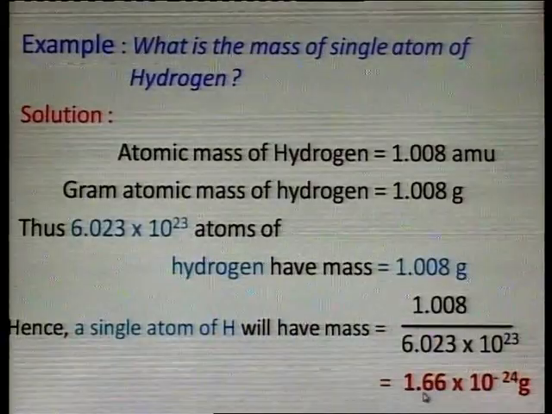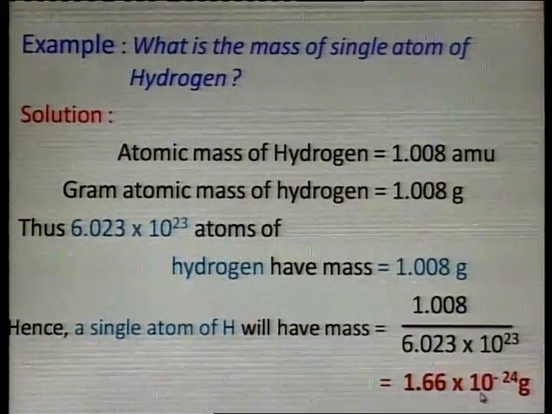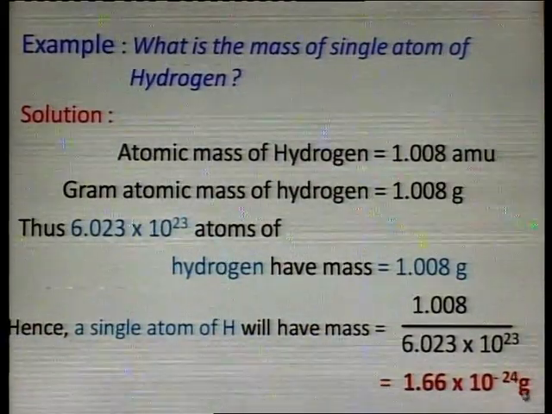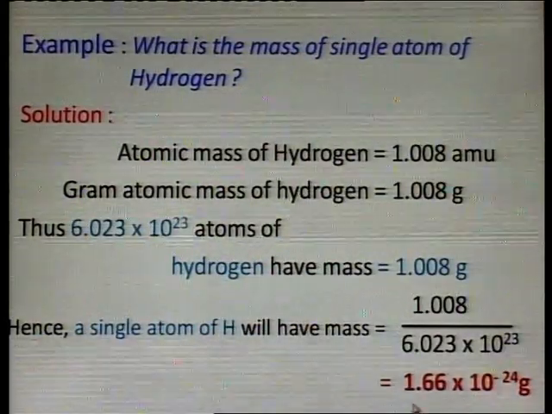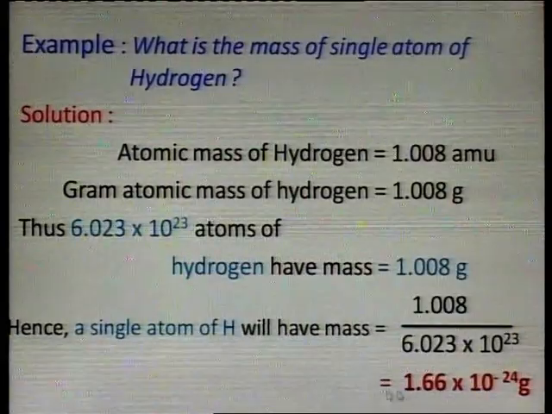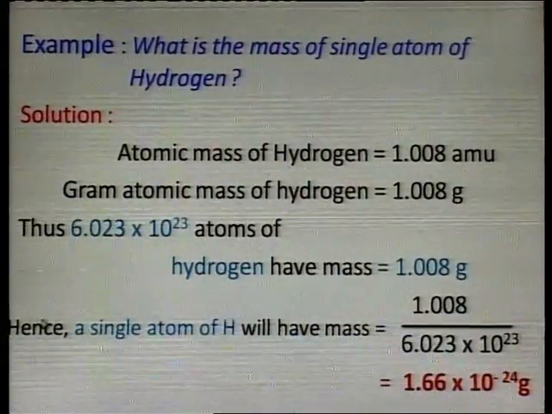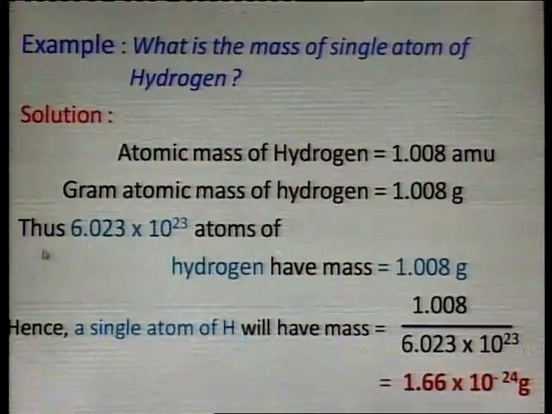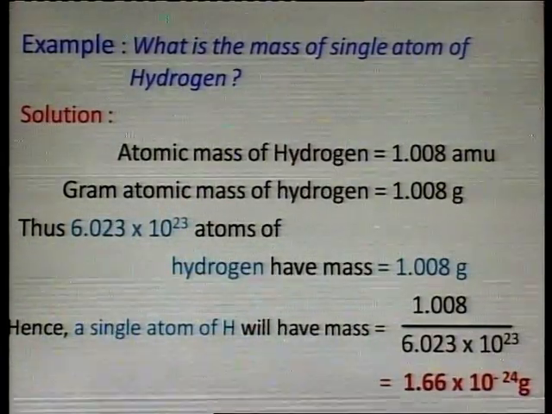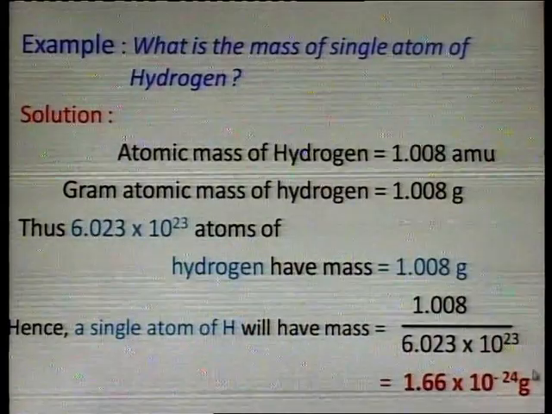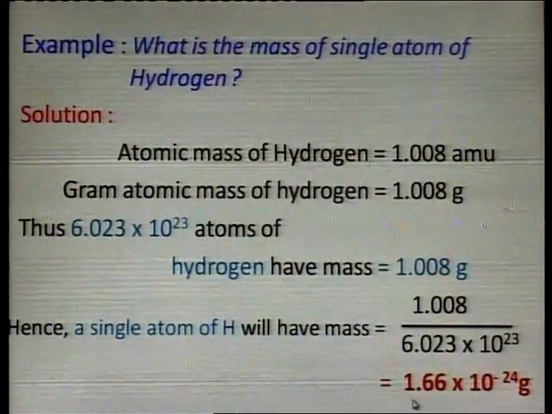This comes out to be 1.66 into 10 raised to power minus 24 gram. So, this is the mass of one atom of hydrogen in grams. If we have to calculate the mass of other numbers of hydrogen atoms, it may be 10, it may be 100, it may be 500, we can multiply the mass of a single atom by that number.